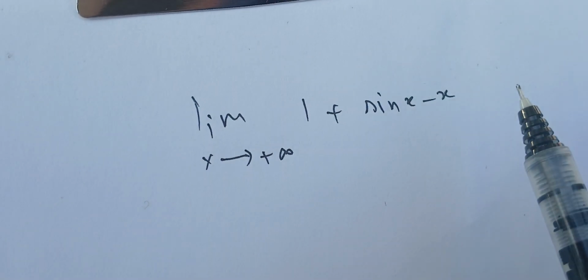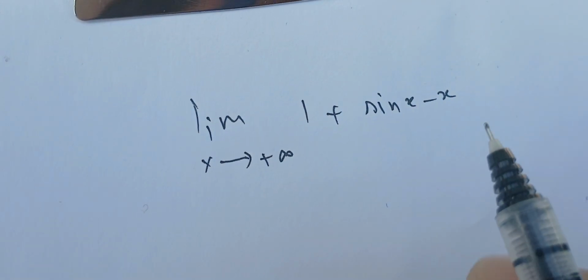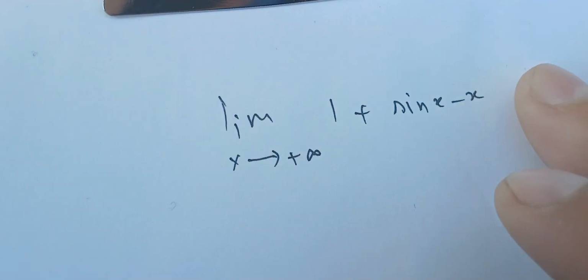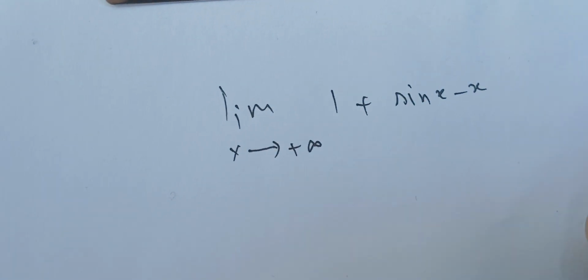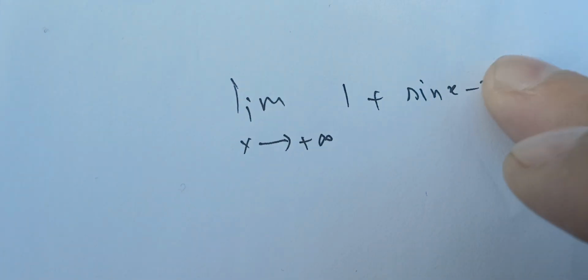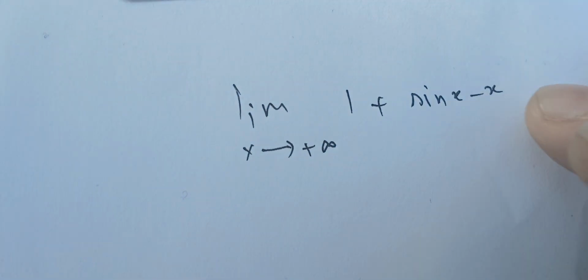Welcome back. In this video, we're going to try to find the limit as x goes to plus infinity of 1 plus sine x minus x. Here, if we try to compute this term by term, this one will go to 1. This one will keep going up and down between minus 1 and 1. And this one will go to minus infinity. So basically, we have a sum of different limits, and we can't conclude.